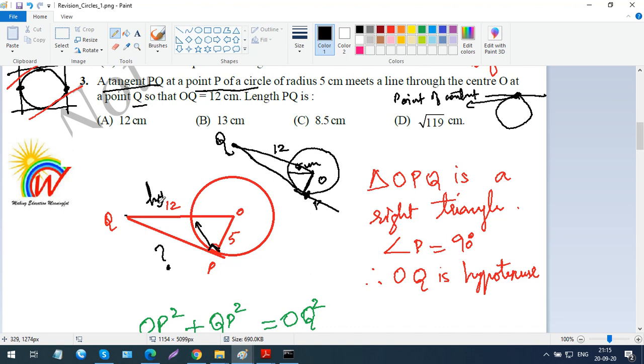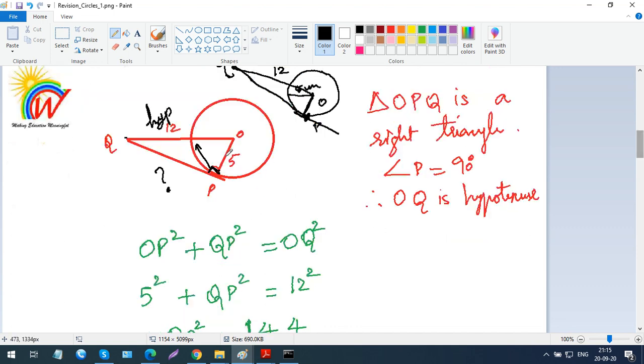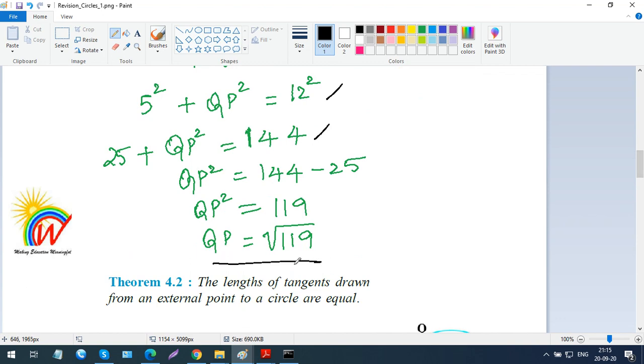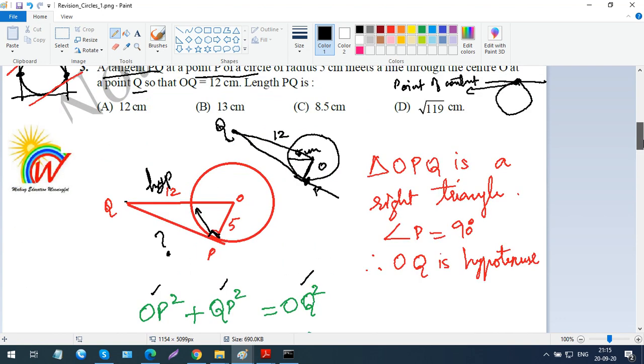So the other two sides, OP square plus QP square, should be equal to OQ square. So OP square is 5 square, plus QP, which we don't know, QP square, is equal to 12 square. So 25 plus QP square is equal to 144, or QP square is equal to 144 minus 25. So QP square is equal to 119, or QP is equal to square root of 119. So option D is the right answer.